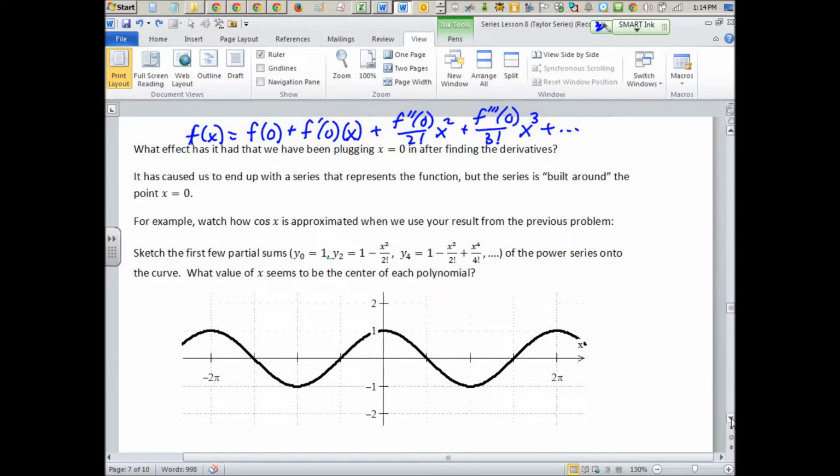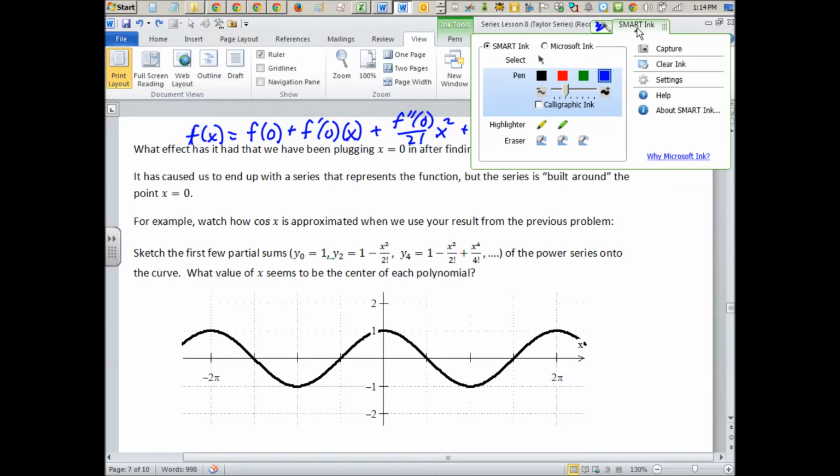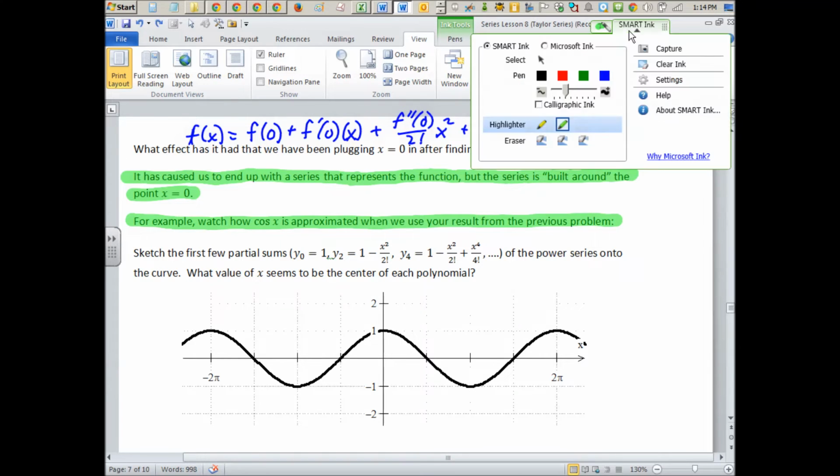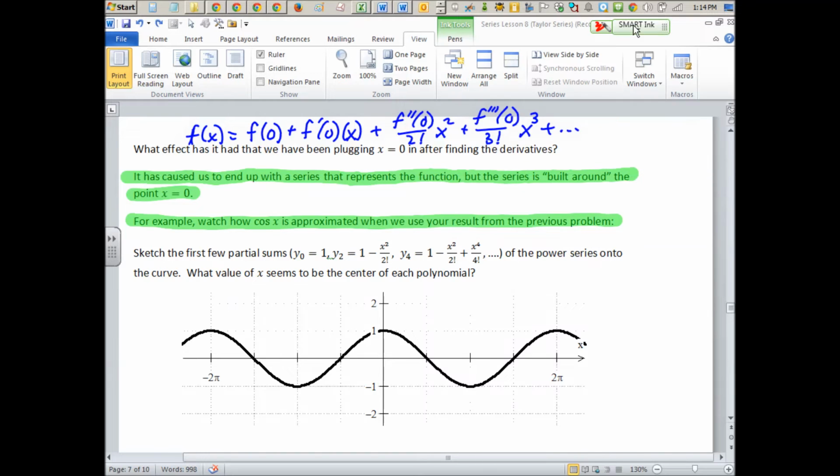First, let's talk about what happens when we plug in 0. Every time we have done this, it has caused us to end up with a series that represents the function, but the series is sort of built around the point x equals 0. Okay? For example, watch how cosine x is approximated when we use a result from the warm-up at the beginning of the lesson. You saw that cosine x is the same thing as 1 minus x squared over 2 factorial plus x to the 4th over 4 factorial minus x to the 6th over 6 factorial.